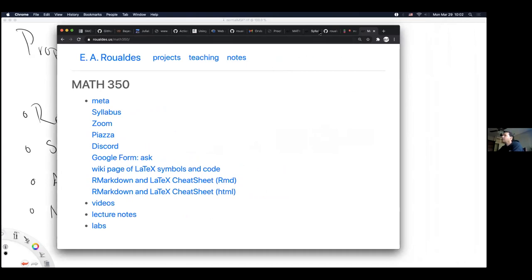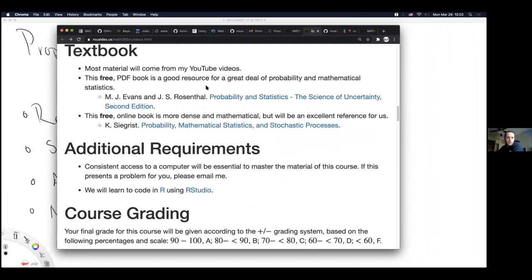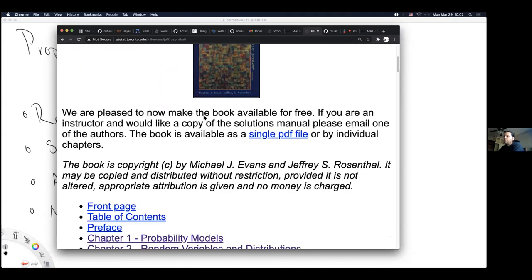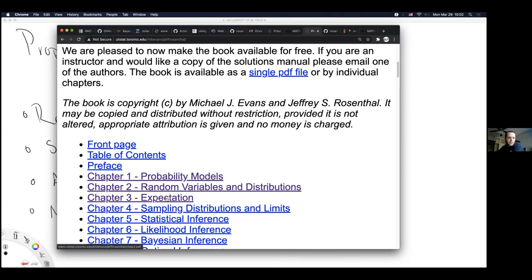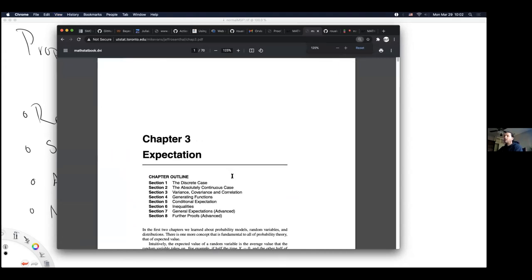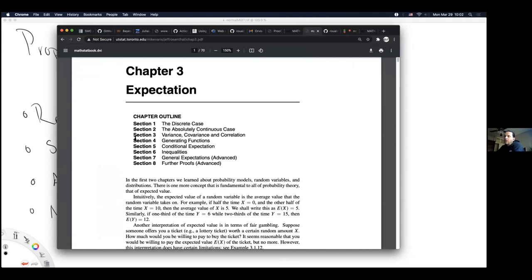First off, from the syllabus, if you go to the first textbook that I recommend for this course, and then go down to chapter 3 on expectation. Notice that's where we've been spending a lot of our time lately this semester, and we're going to continue to spend some more time in expectation. Today, we're going to talk mostly about generating functions, section 4.